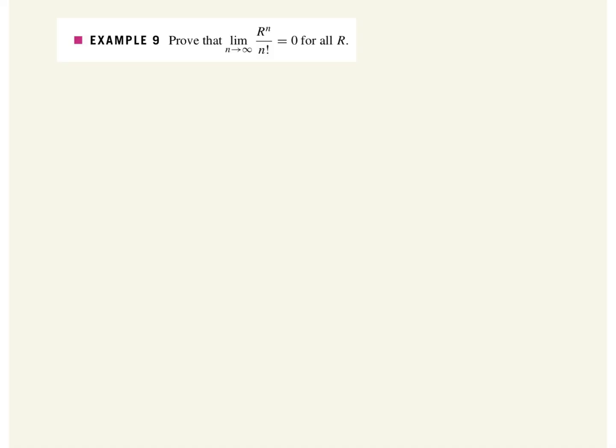All right, so let's apply it. And this one's a little bit complicated, so bear with the logic here. We are proving that the limit as n approaches infinity of r to the n power divided by n factorial is equal to 0 for all values of r. Okay. So for this proof, we're going to assume that r is positive. And we're going to choose another unknown value, m, and just say that m is also a positive integer.